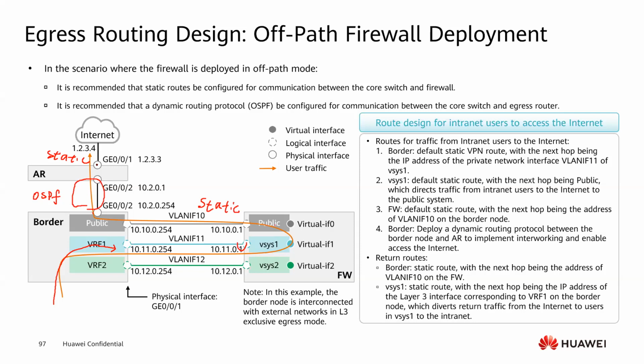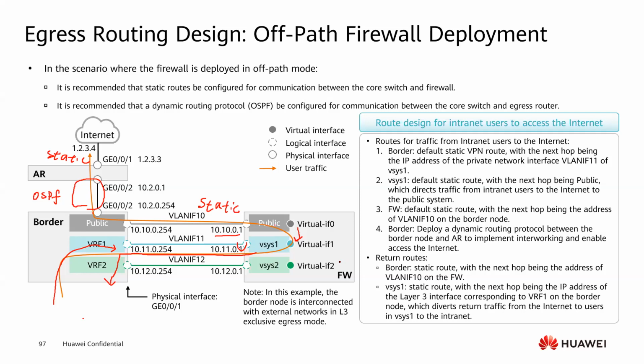And for the AR, it's just an egress device connected to the internet. You can use only the default route to connect to the internet. And for the return route, here is OSPF, and here back is the static route. The destination is the user network segment, and the next hop is the public IP address. And here it automatically creates a session table, and here is also a specific static route, with the destination to the user's network segment and the next hop being the VRF1's IP address.